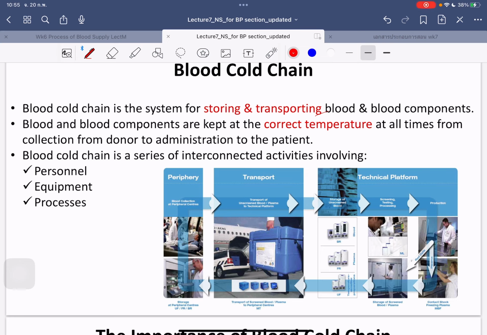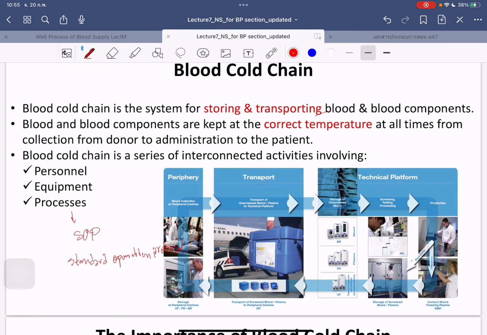And the third one is the process. When you work in the hospital, there should be an SOP, or standard operation protocol. It will tell you what you will do from the collection to the transfer to the patients, and how to act if you have a problem in each step.